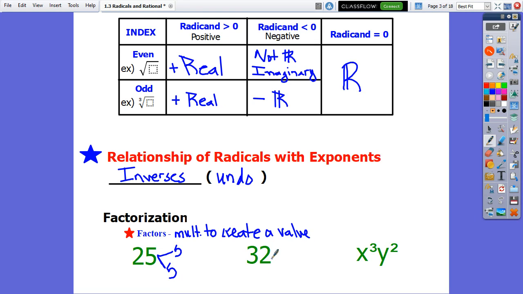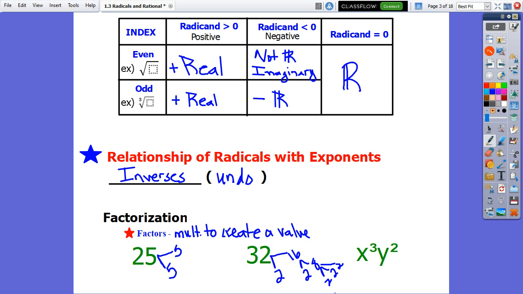32, what we have is if we do prime factorization, let's say 2 and 16, and 2 and 8, and what you'll find about 8s is it always goes to 3 2s. So I might as well just go there now. And so 32 is made up of 5 2s. So this is called prime factorization.